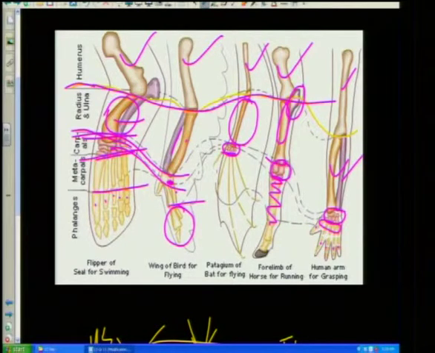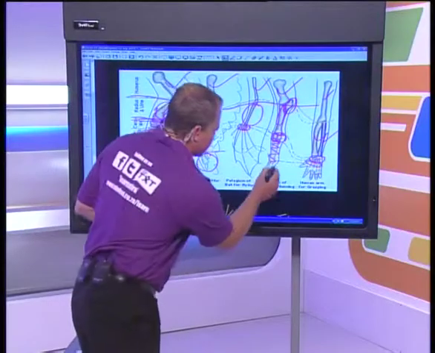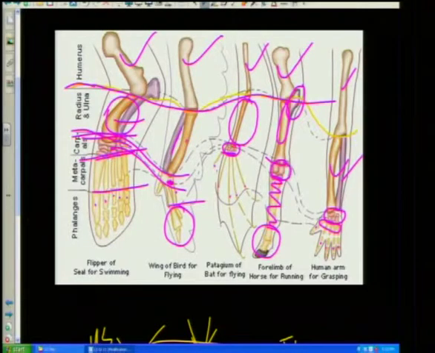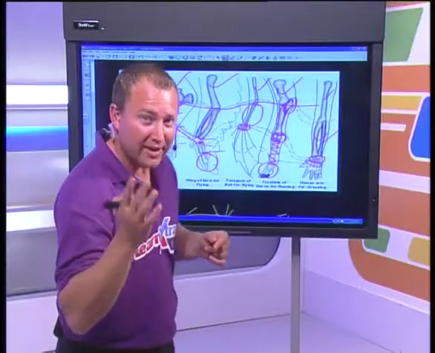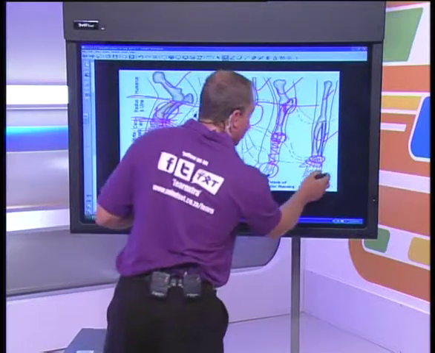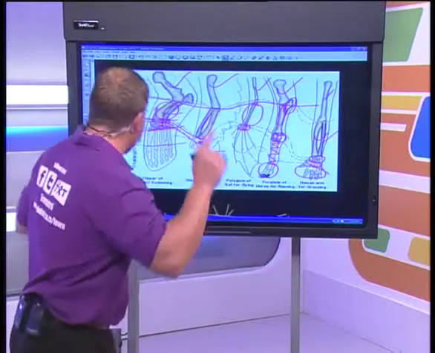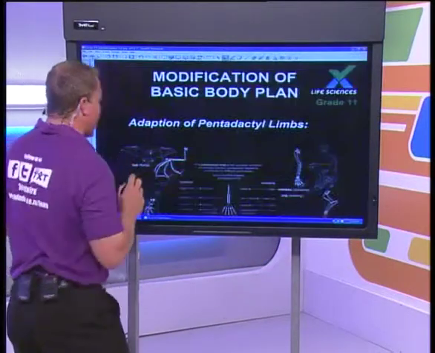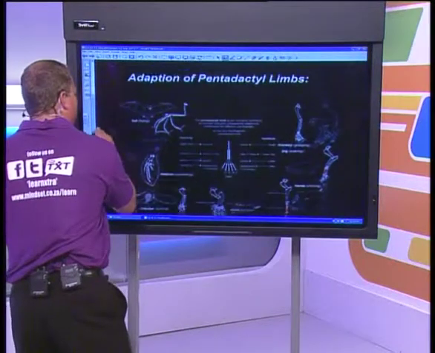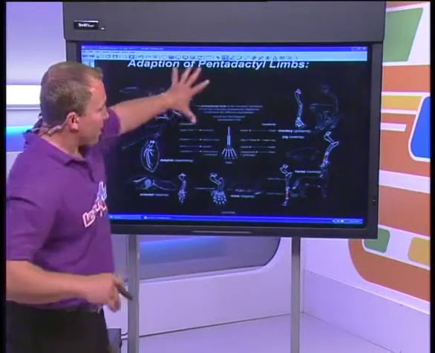If you have a look here, one, two, three, four, five. All five are present. Okay. Look at the horse. How many does he have? There it is. He's got one. I'm going to tell you something nice about a horse later on. And then, of course, the human, we have five. Okay. Now, everything is adapted for a specific function. Okay. Let me see what's next. And if it comes in with our story, you'll understand what I'm going to say.